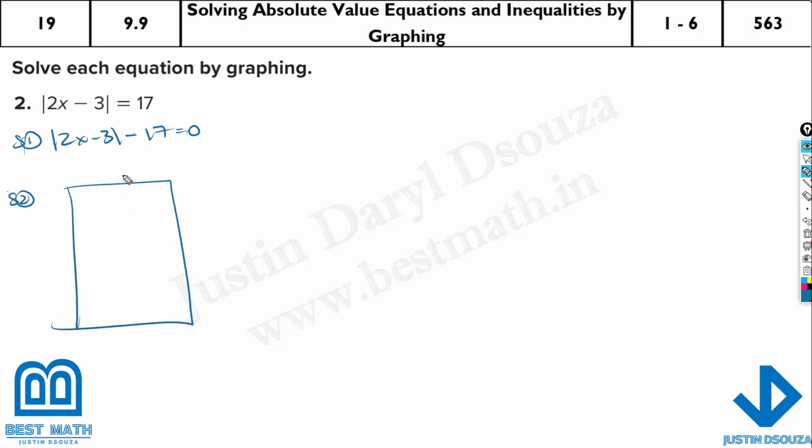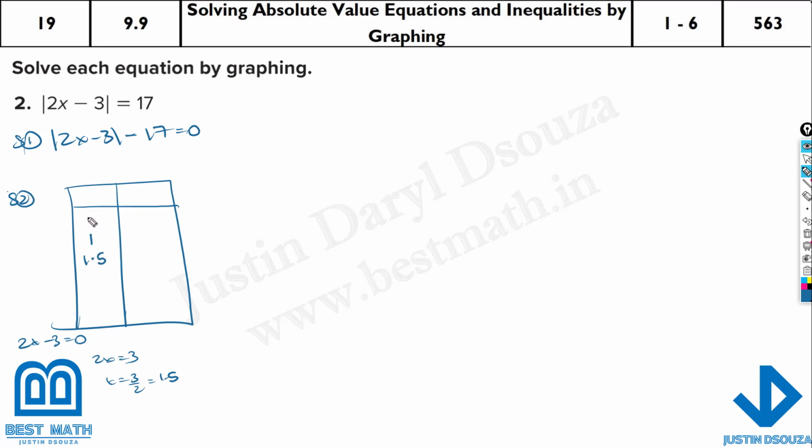But what is the midpoint here? So I'll just write it somewhere here. It's 2x minus 3 equals 0. So 2x is equal to 3. x is equal to 3 by 2. That is 1.5. So here it'll be 1.5. I'm not going to take 0.5s, it's going to be complicated. So I'm just going to take 1.5.